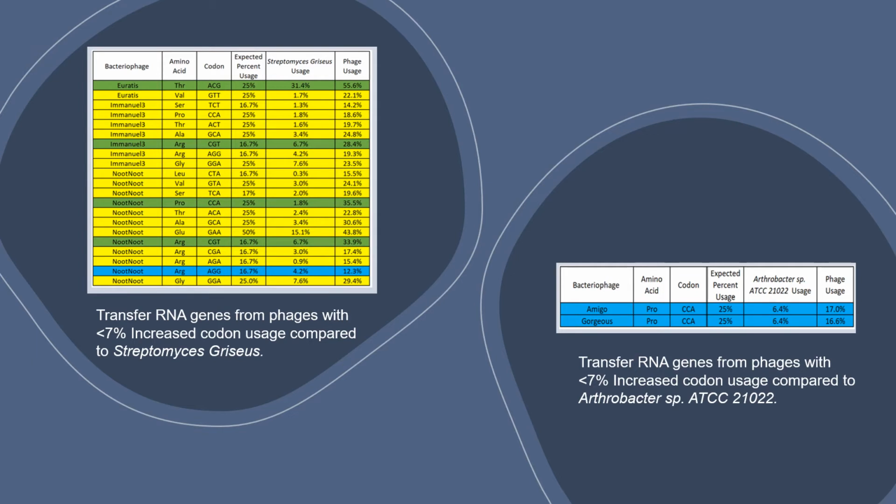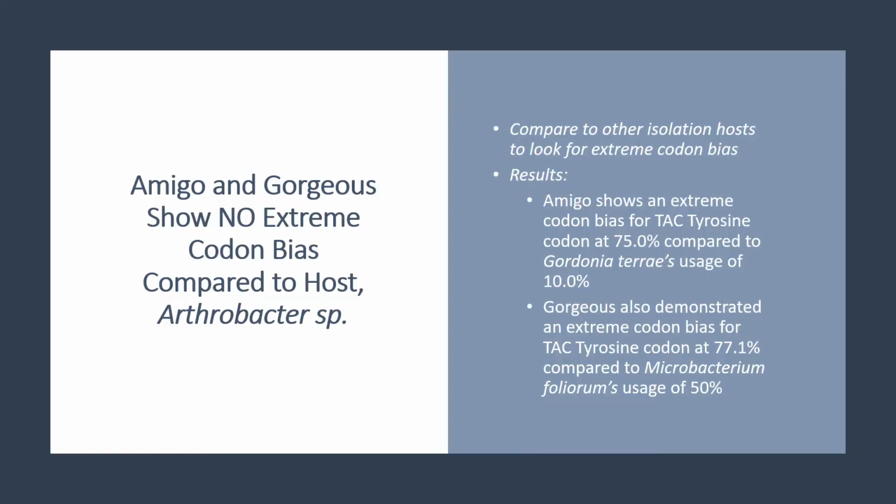This can be observed in Newt, which has an extreme codon bias for the CCA proline codon at 35.5% compared to Streptomyces' usage of 1.8%. Phage Newt encodes one tRNA gene that has an extreme codon bias, 9 that have moderate bias, and 1 that has low bias when compared to Streptomyces species. Amigo and Gorgeous did not encode any tRNA genes that demonstrated an extreme bias when compared to Arthrobacter species. However, extreme codon bias was observed when compared to host Gordonia terrae and Mycobacterium foliorum.